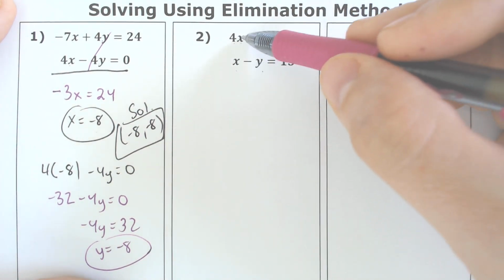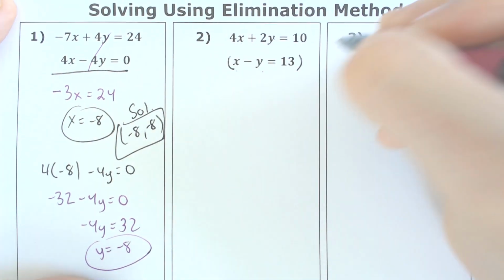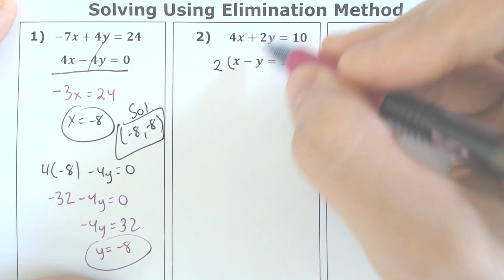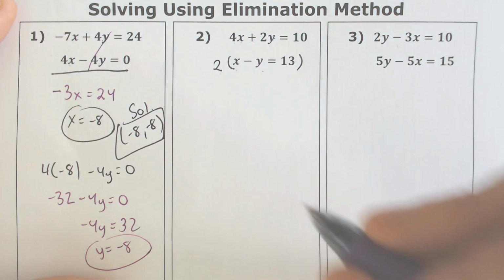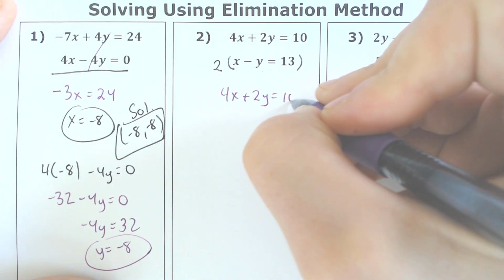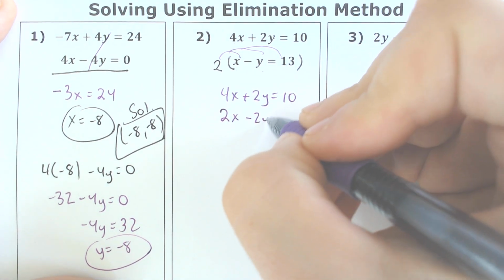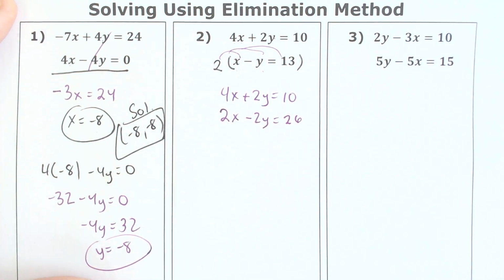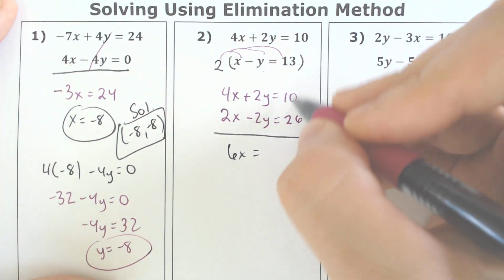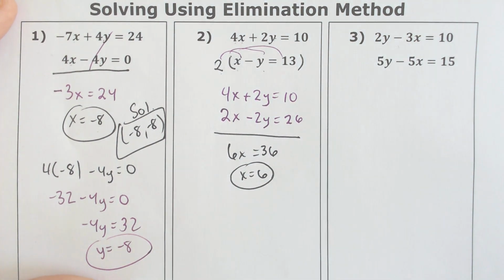I could choose to eliminate the x's by multiplying by negative 4. But in this case, I think it would be quicker to multiply this bottom equation by 2 because 2 times negative 2 would cancel. So if we did that, the top equation I haven't done anything for, so I'm just rewriting. If I distribute that 2, we get 2x minus 2y is equal to 26. And now when we add straight down, it would eliminate. We get 6x is equal to 36, which means x is equal to 6.